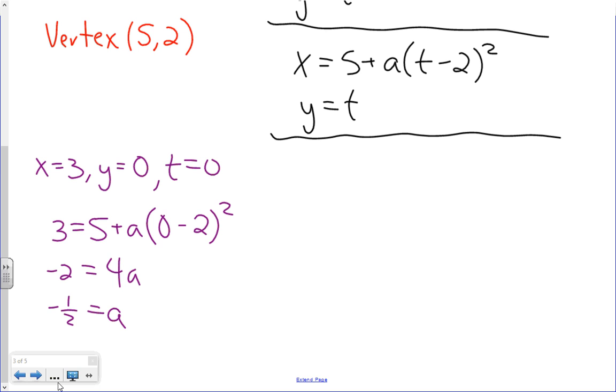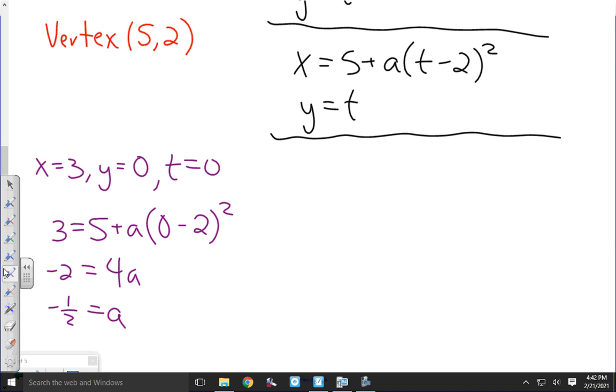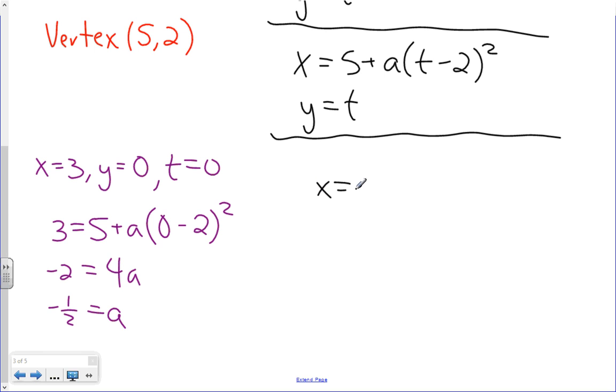All right, so with that, I should be able to write my equation now. We've got x is equal to 5 minus 1/2 of t minus 2, and that's squared, and y is equal to t.